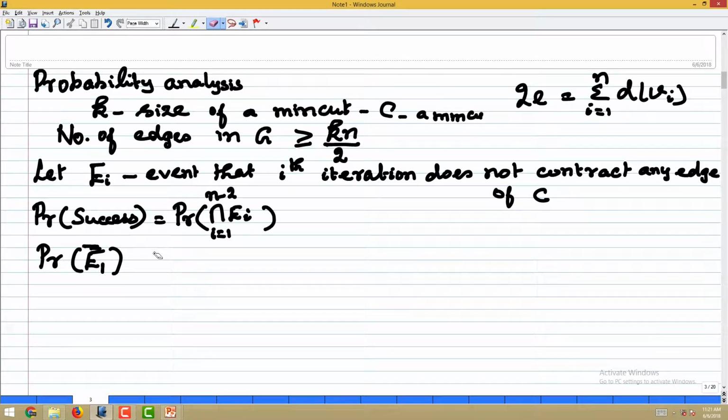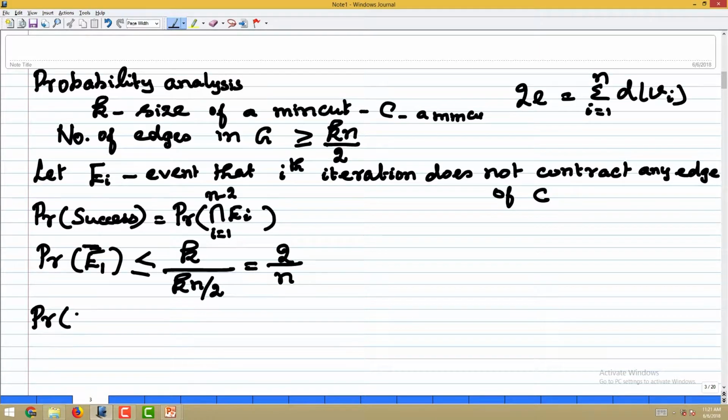So, what is the numerator? KC1, correct. What is the denominator? Totally the number of edges is greater than or equal to Kn by 2, correct. So, this is less than or equal to KC1, so K divided by Kn by 2, which is equal to 2 by n, okay. So, probability of E1 is greater than or equal to 1 minus 2 by n, since it is a complementary event, okay.